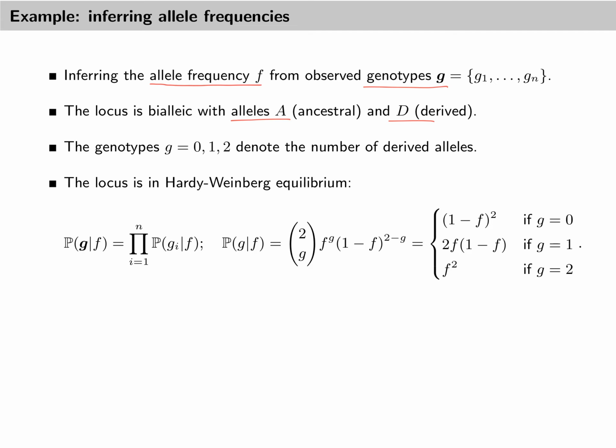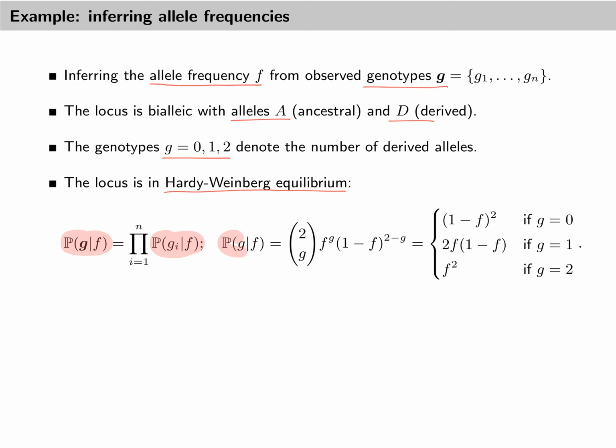We're going to denote the genotypes G by 0, 1, and 2, which actually denotes the number of the derived alleles. So, a genotype equals 0 corresponds to a homozygous ancestral genotype, and a genotype equals 2 corresponds to a homozygous derived genotype. We can further assume that this locus is in Hardy-Weinberg equilibrium, as well as that each observed genotype is independent when conditioned on f. Therefore, the probability of the full vector of genotypes, bold G, given f, is just nothing else but the product across all individuals of the probability of their genotype given f.